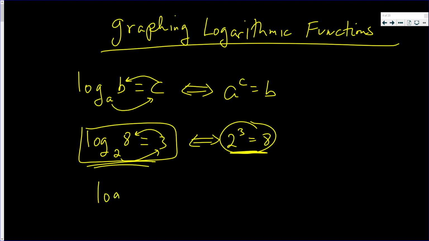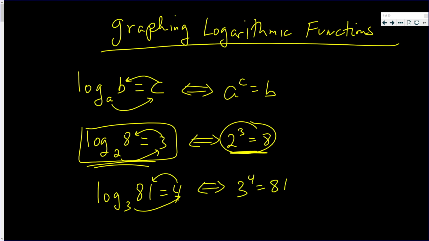Now, look, log base 3 of 81 is equal to 4, because when I multiply 3 by itself 4 times, I really do get 81. 3 to the 4th really is 81.